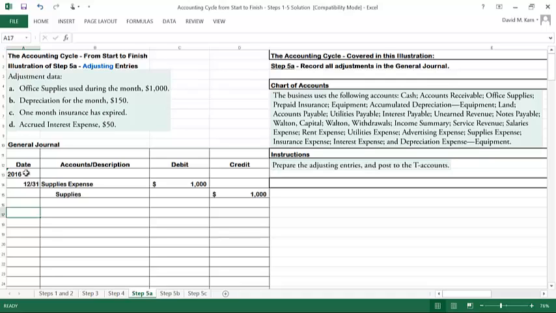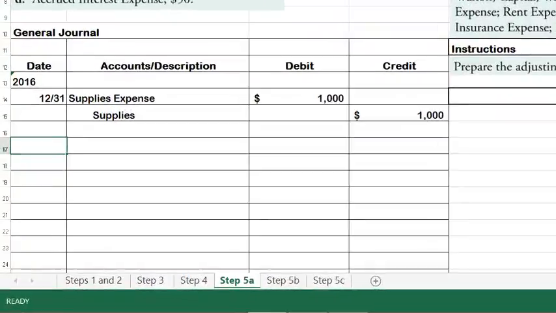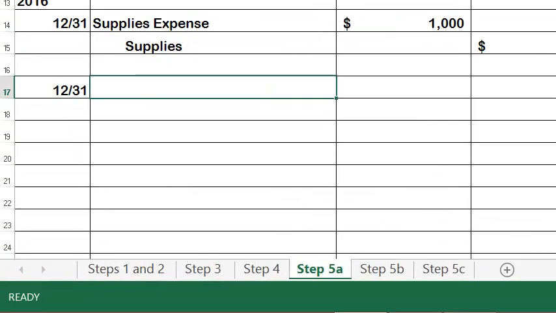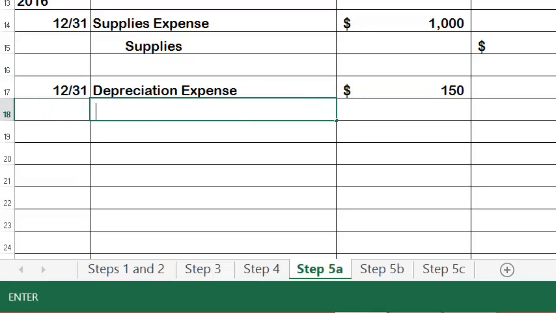And letter B states depreciation for the month was $150. Recall that we have to use depreciation expense and the new contra asset account accumulated depreciation for that journal entry. So we just go ahead and debit depreciation expense for $150, and we have to credit our new contra asset account accumulated depreciation.